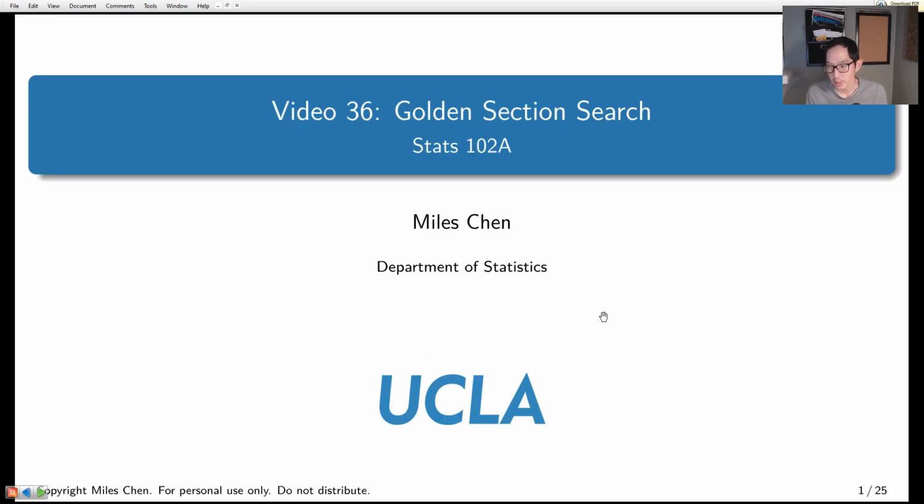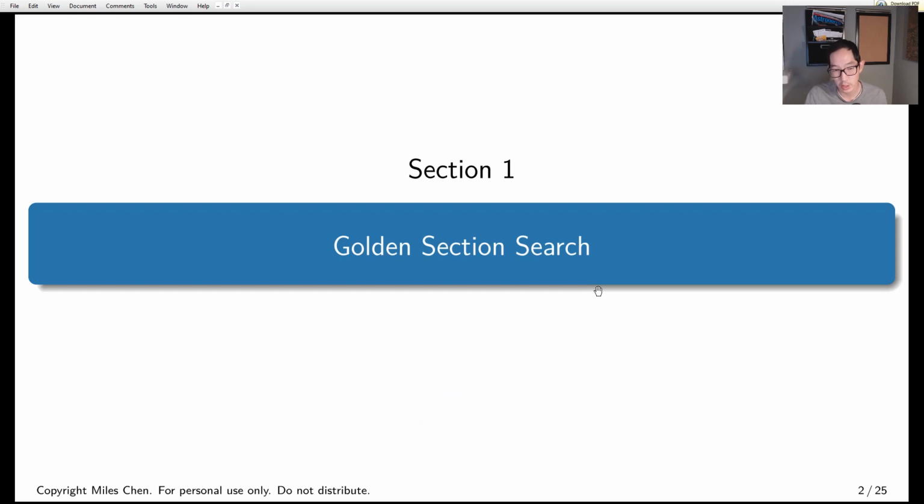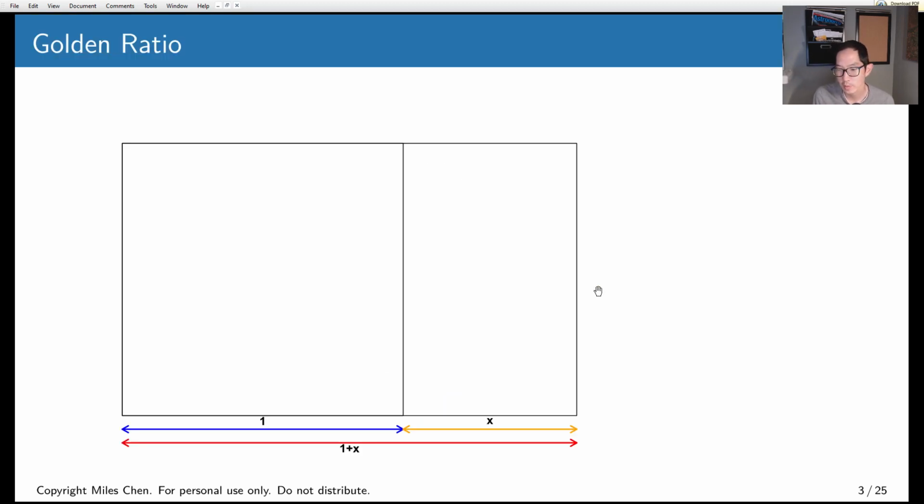All right. Another numeric optimization method is called golden section search. Golden section search is used as an optimization method. And first, it's important for us to talk about what the golden ratio is.